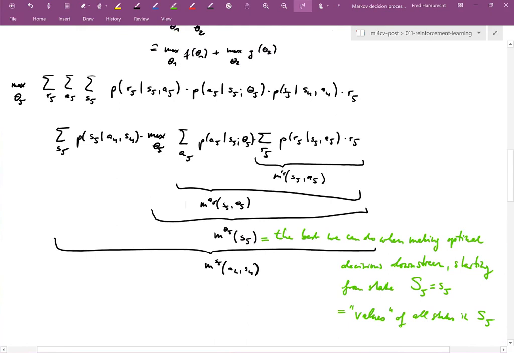And because here the maximization has already taken place, this term tells us how good the different substates of S5 are if we take all optimal decisions afterwards. And this is something called the values of the substates in S5.